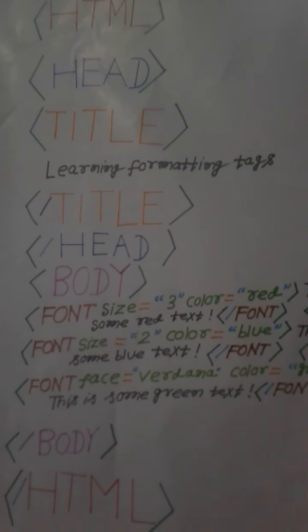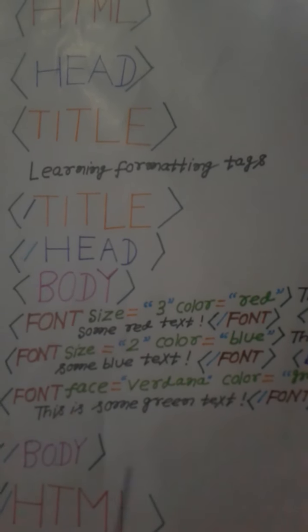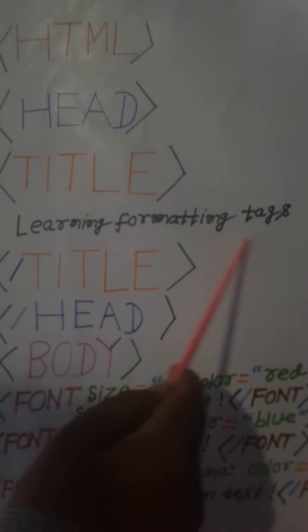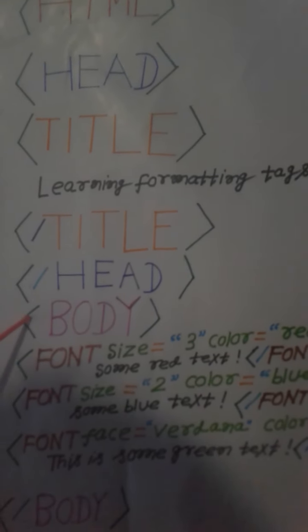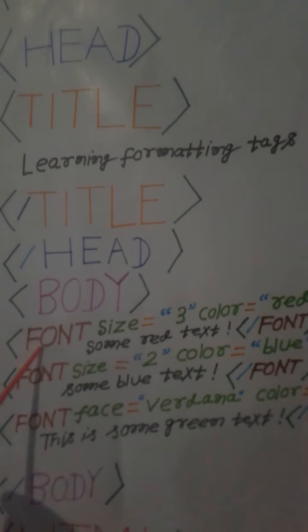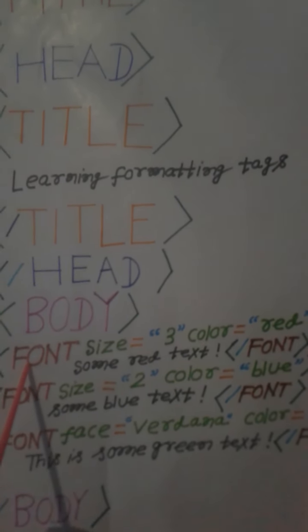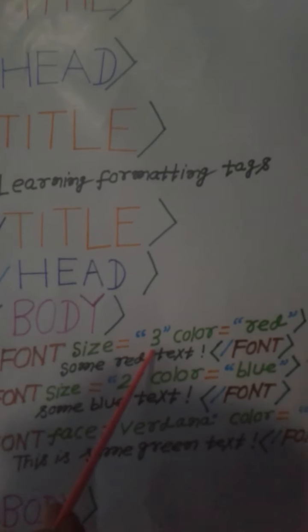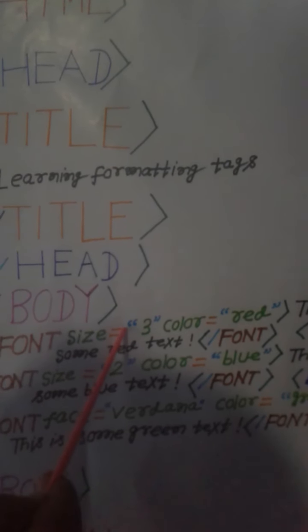Look here, HTML, this is closing HTML. Now this is head, and within head we write title like that program, and we give the title learning formatting tags. My dear students, within body tag we use font tag. Size is the attribute of font tag. We can use the size 1 to 7, but within quotes.